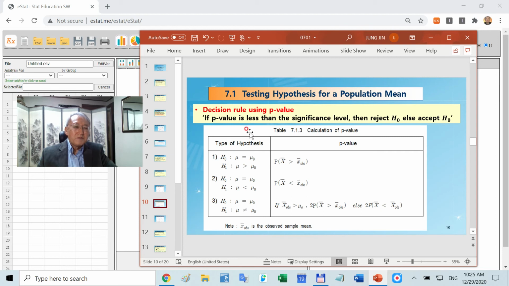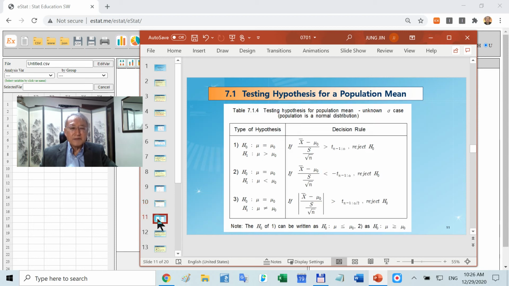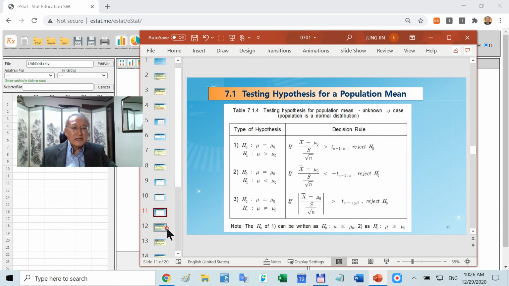If the p-value is less than the significance level, you will reject. How do you calculate it? In case of the right-hand side, H1 is greater than, it's a right tail test, we call that. We just calculate the location of the sample mean from the right-hand side. That's this notation. In case of a left tail test, we consider from the left-hand side to your sample mean. In case of a two-tail test, we calculate the location of the sample mean, either from the right tail or left tail, whichever is smaller, then we just multiply by 2. Rather than remember this formula, you'd better understand it. Understand the concept, and maybe it is simple.